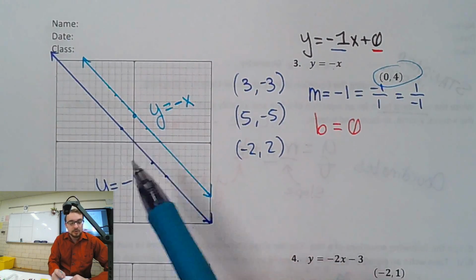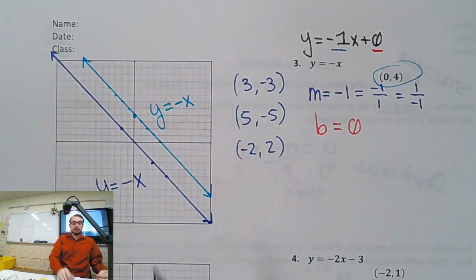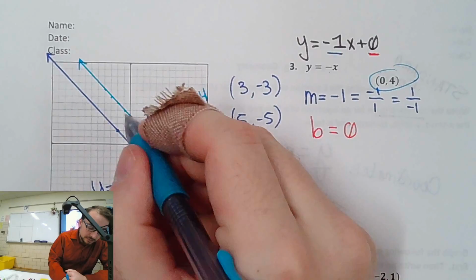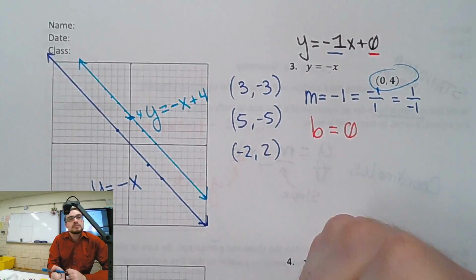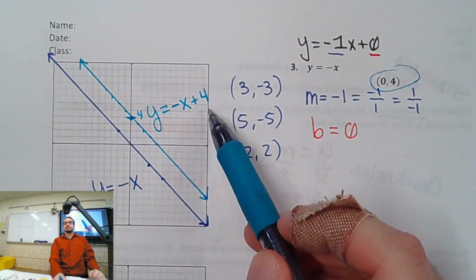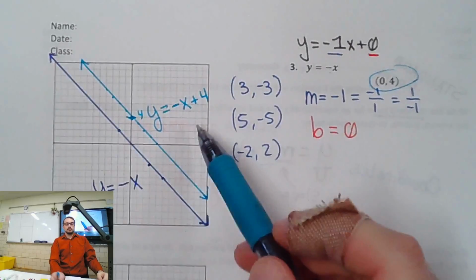Which one's higher, the light blue or the dark blue? The light blue, so it's going to have a positive value for b, right? It's going to be bigger than this guy, 0. It's going to be +4, because that's where it hits it, at 4. It's this same line, but moved 4 up. That's all. It's whatever x is, but we're going to add 4 to it, right? It's going to be 4 higher.